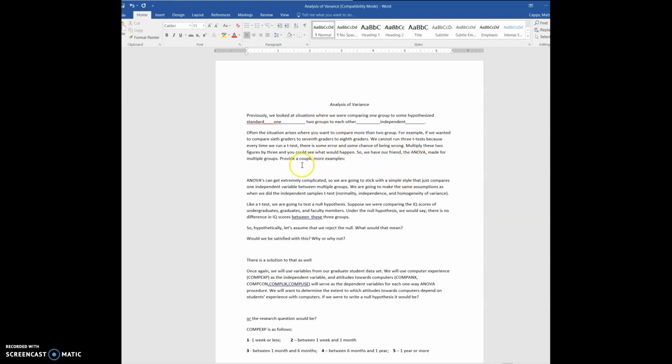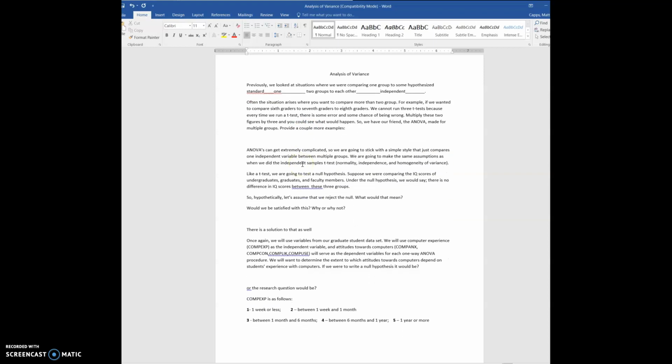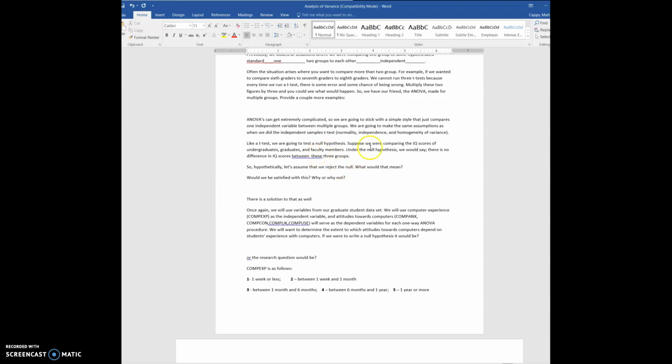It's made for multiple groups. They can get extremely complicated. So for now, we're going to stick with something pretty simple that compares one independent variable between multiple groups. So we're going to make the same assumptions we did with the independent t-test in terms of normality, independence, homogeneity, and variance. And we're going to test a null hypothesis.